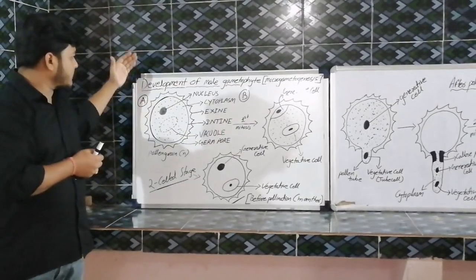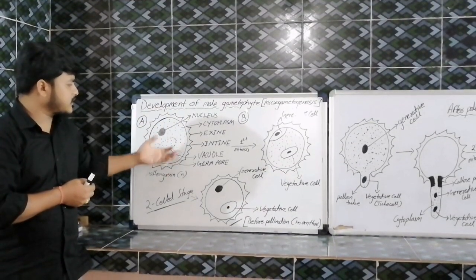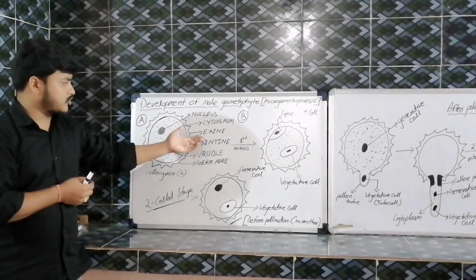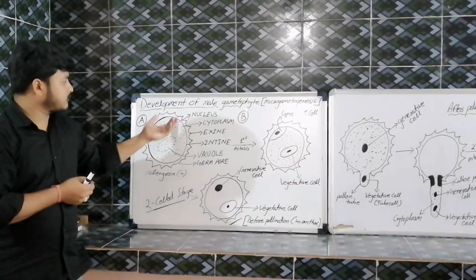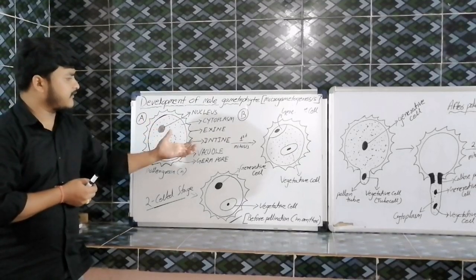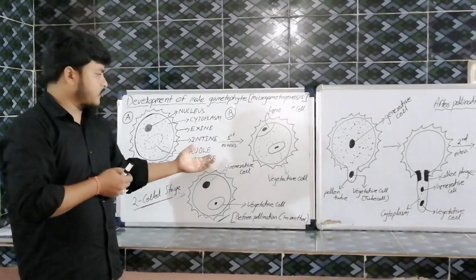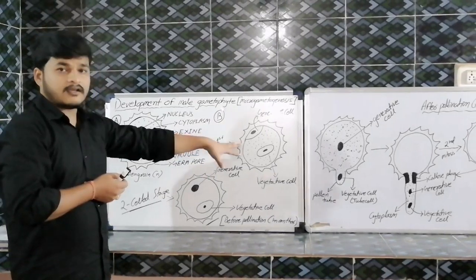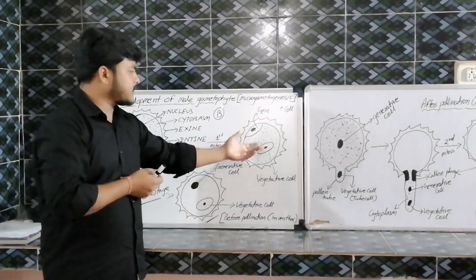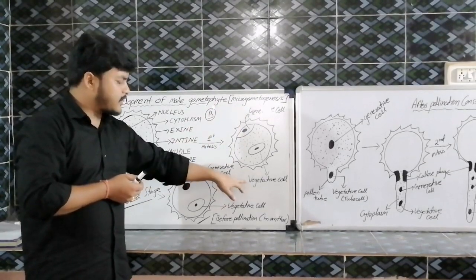If we look at the structure, it mainly consists of a single prominent nucleus, a vacuole, the exine and intine, and the number of germ pores. Previously you also learned about the structure of exine and intine. In the first stage, it gives a mitotic division, and the mitotic division divides the nucleus into two types of cells. One is your generative cell, one is your vegetative cell.